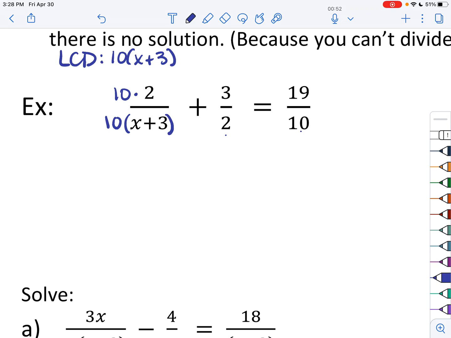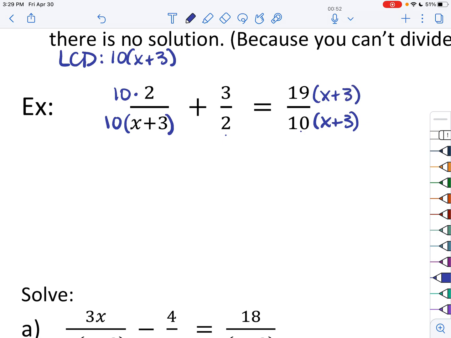Now, I'm going to go to the far right because the 2 is maybe the harder one. If I have a 10 on the right, the thing that I need to put with that is an x plus 3, right? So that I can come up with that LCD. So I simply multiply it. And if I do it to the bottom, I also have to do it to the top.